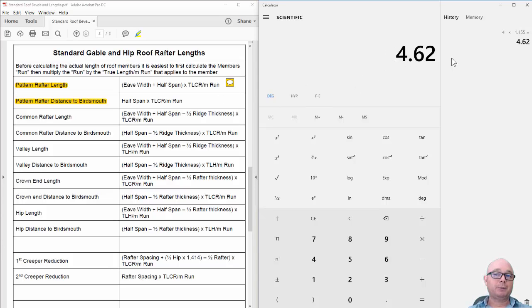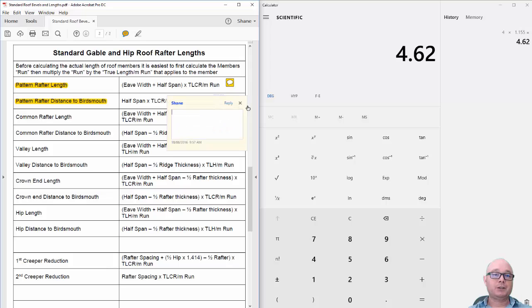Now this calculator is rounded to 2 decimal points. For any of these length calculations, as I've indicated before, always give us 3 decimal points because we're talking about metres. So it would look like this: 4.620, 4 metres 620. And there it is.